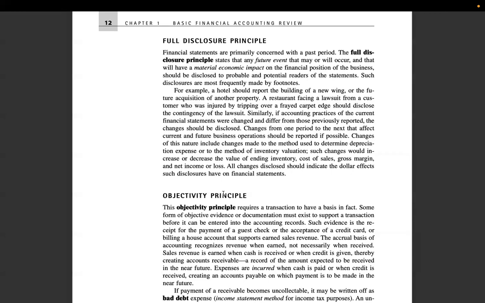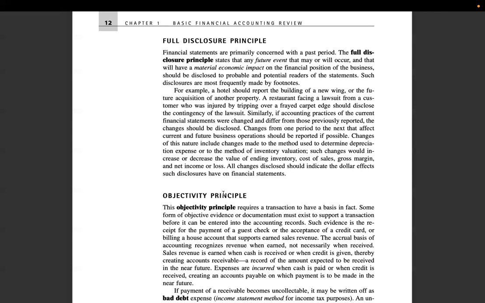For example, a hotel should report the building of a new wing or the future acquisition of another property. A restaurant facing a lawsuit from a customer who was injured by tripping over a frayed carpet edge should disclose the contingency of the lawsuit.